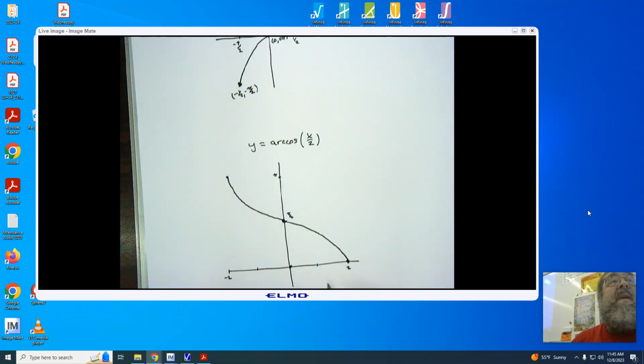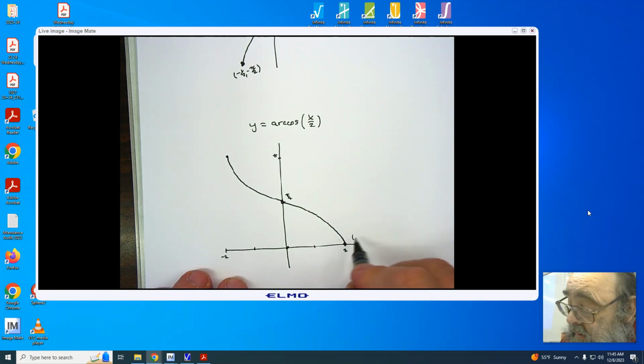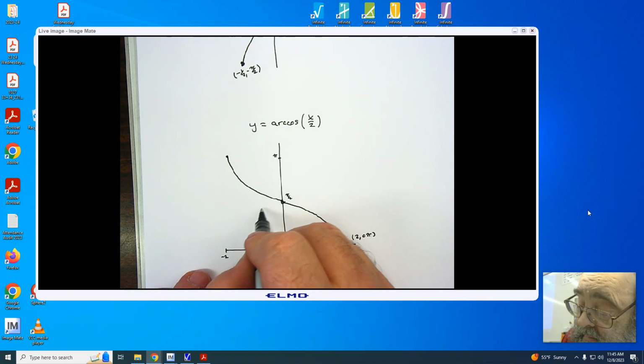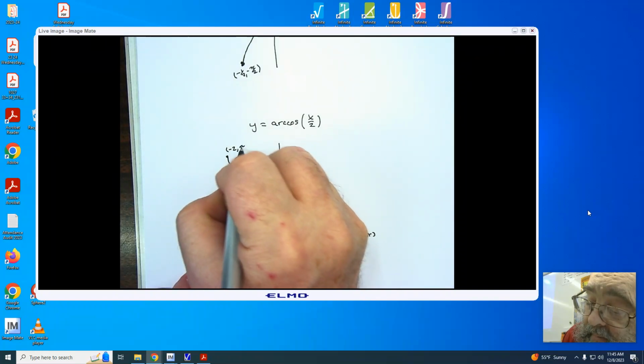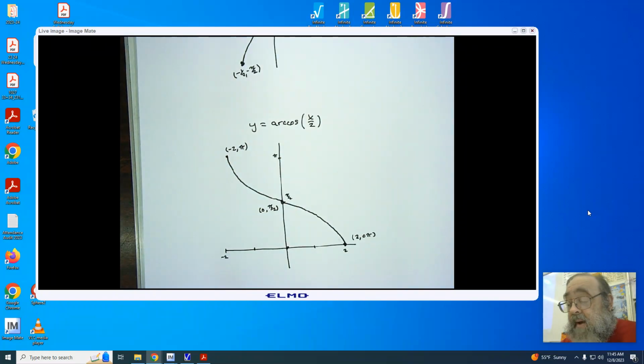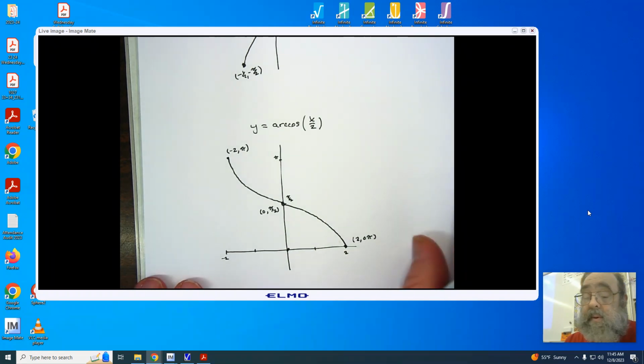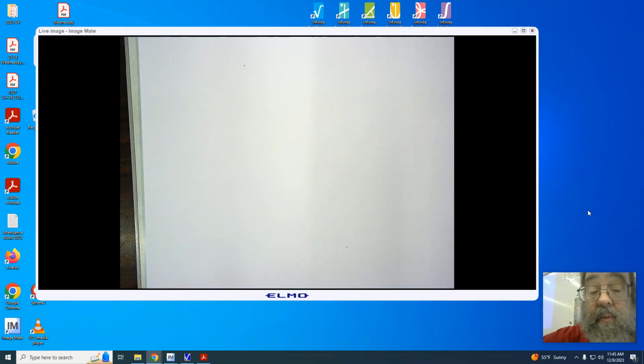We're now going to plot these points: 2, 0; 0, pi over 2; and -2, pi. And there is the graph of our arccosine of x divided by 2. Let's go ahead and do another one. This time, let's start making these a little bit more complicated, shall we?